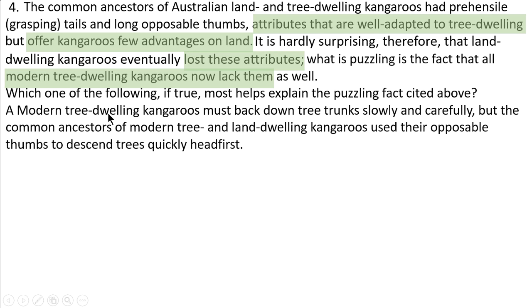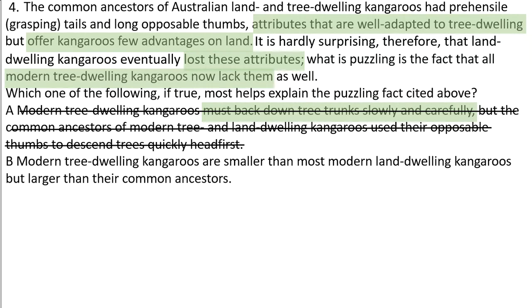Option A, modern tree-dwelling kangaroos must back down the tree trunk slowly. We can eliminate this option outright because we never talked about backing down the tree trunk slowly and carefully. So option A is eliminated. Option B, modern tree-dwelling kangaroos are smaller than most modern land-dwelling kangaroos but larger than their common ancestors. This option talks about the modern tree-dwelling kangaroos being smaller than the land-dwelling kangaroos. Again, we never talked about their size. So, because of this word smaller, we will eliminate option B.